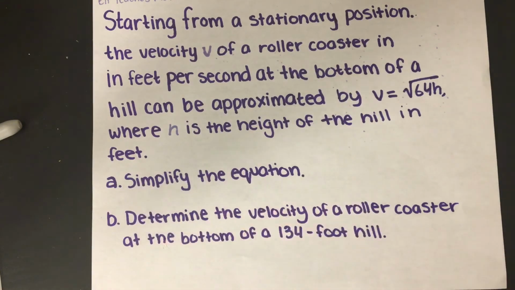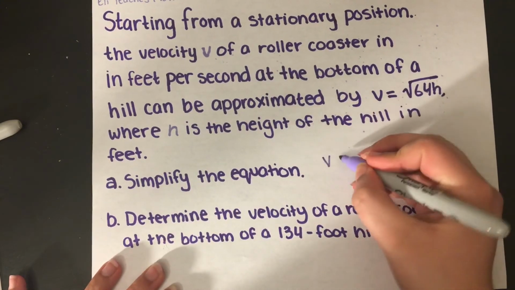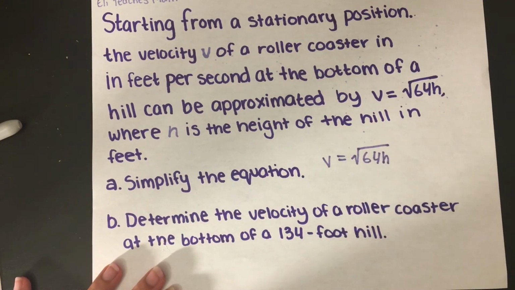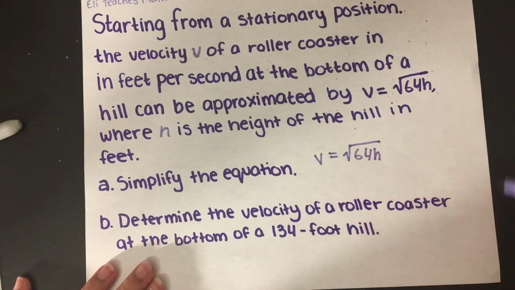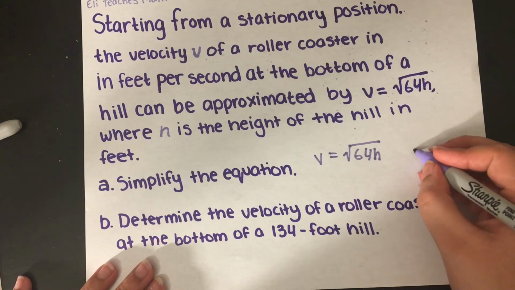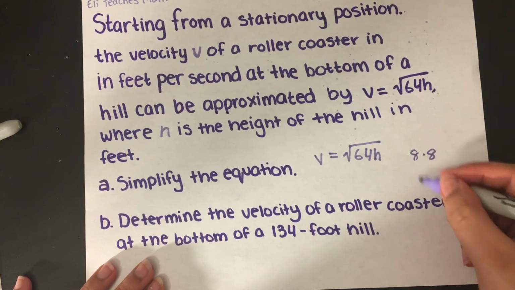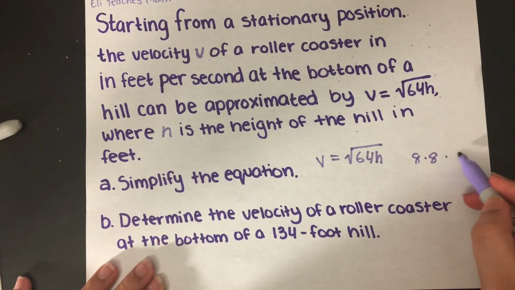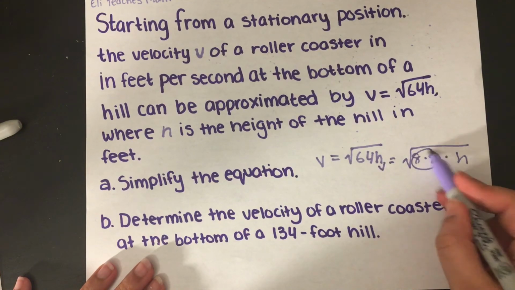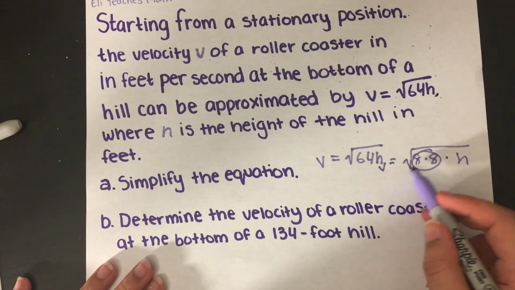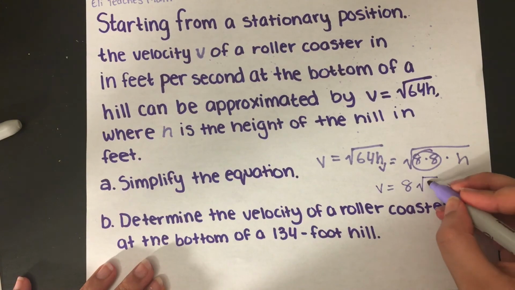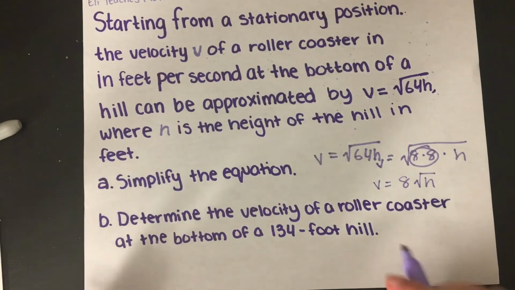So first, let's do A. Let's simplify the equation. So we're given v is equal to root 64h. All right, so let's see. What is equal to 64? Well, 8 times 8 is equal to 64, right? And that's a perfect square. And that's times h. And that is equal to v. So what we can do here, we can circle this, we can bring this over here. So our velocity is equal to 8 times the square root of h. Now, that's our simplified version.